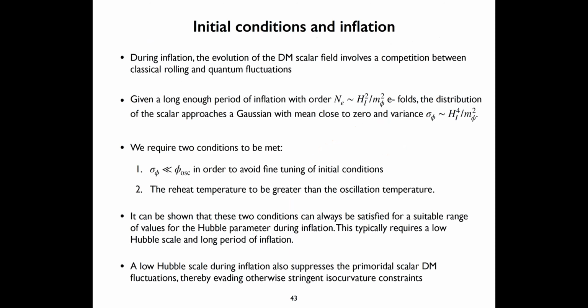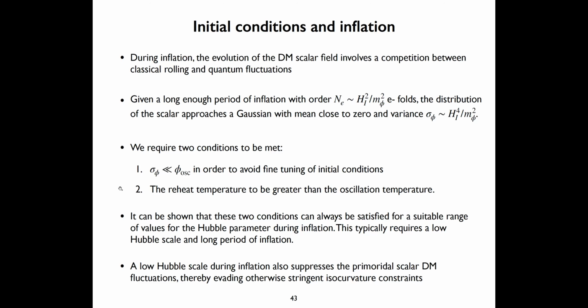Now, let me make a couple of comments about the initial conditions and how they might be affected by inflation. During inflation, the evolution of the dark matter scalar field involves a competition between classical rolling and quantum fluctuations. Given a long enough period of inflation, the distribution of the scalar field will approach a Gaussian with a mean that's close to zero and a variance given by the Hubble parameter to the fourth power during inflation divided by the scalar mass squared. What we need for our mechanism, if we want a viable mechanism without fine tuning of initial conditions, is for this variance to be smaller than the oscillation amplitude predicted by our mechanism. Otherwise, we would be starting from too small an initial field value in a natural region, in some sense.